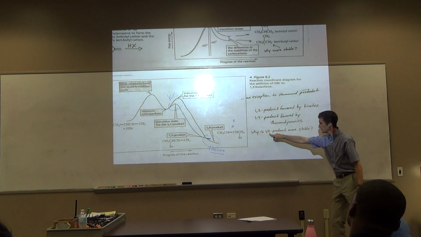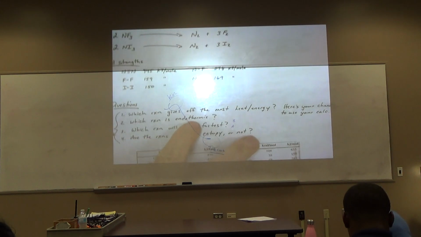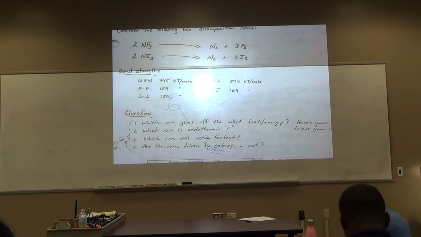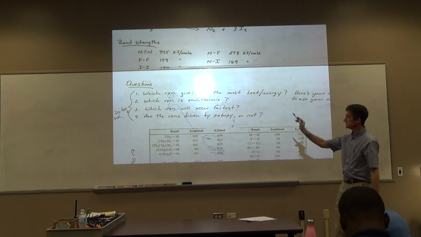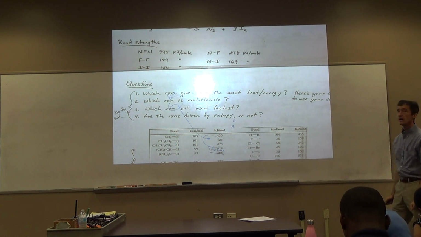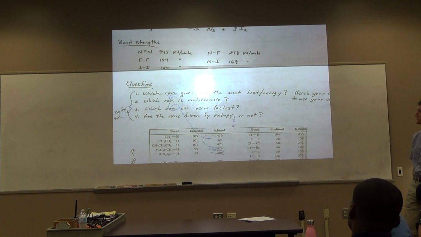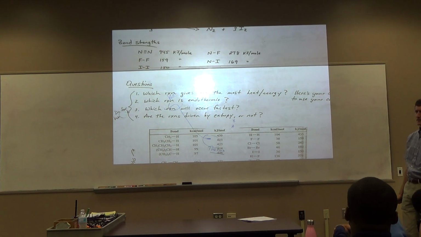This last question we should be able to answer in about another week. Okay. Back to the model reaction. Which gives off the most heat or energy? Calculation, right? This is your one chance to use your calculator in organic chemistry. All right, so you can get it fired up, change your battery. Okay, there you go. Which reaction is endothermic? Which will occur fastest? Might have to think about that. Are the reactions driven by entropy or not?